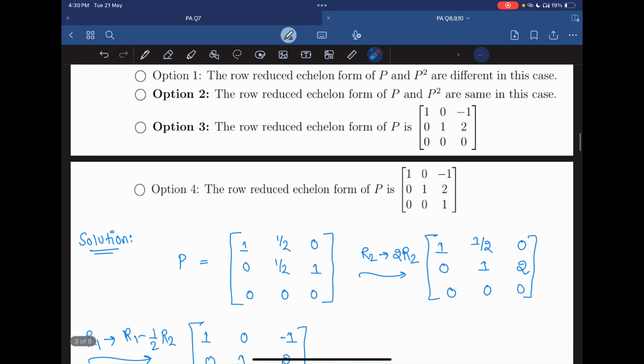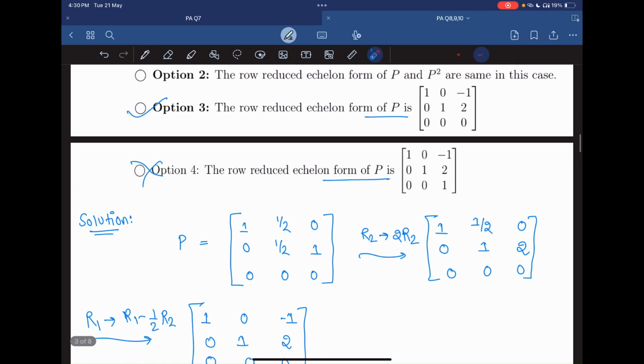So it matches with option third. So option third is correct, while option 4 about the echelon form for the P matrix is wrong. We can also directly identify that this matrix here is not in its RREF form, as for the third row, this is the non-zero leading entry, and for it, this is not the only non-zero entry in its column, as these entries are not 0. So this matrix is not even in RREF form. So this option is anyway wrong.